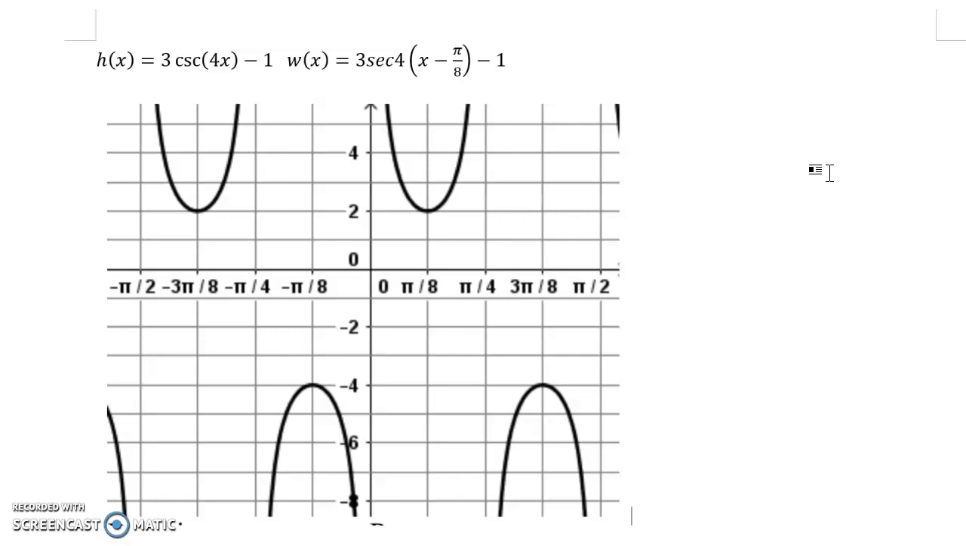Well, hopefully this is helpful in helping you both graph and write equations of secant and cosecant. And again, let me know if you have questions.